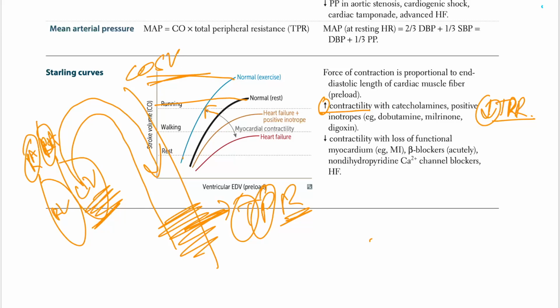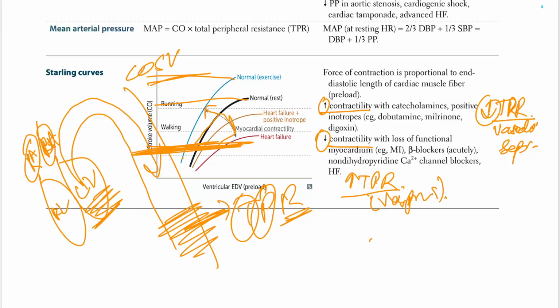And how can you decrease TPR? Some of the ways are by decreasing afterload, or with vasodilators, not venodilators. Remember, veno means vein, and vasodilators act on the whole vessel system. Or even sepsis as a pathology. Then there's a decrease in contractility or an increase in TPR. What increases TPR? Vasopressors can increase TPR, total peripheral resistance, and they would cause the curve to go to the right and decrease the cardiac output and stroke volume.